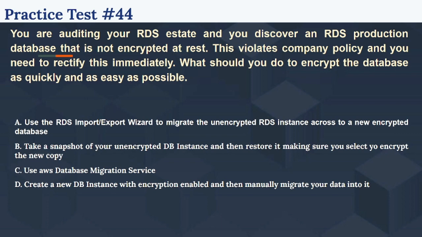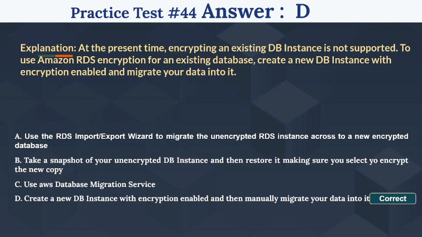5, 4, 3, 2, 1. So the right answer is D, create a new DB instance with encryption enabled and then manually migrate your data into it. At the present time, encrypting an existing DB instance is not supported. To use Amazon RDS encryption for an existing database, create a new DB instance with encryption enabled and migrate your data into it. Let's move to the next question.